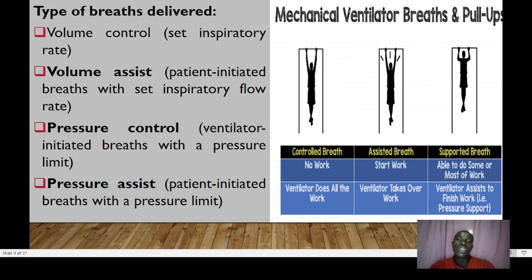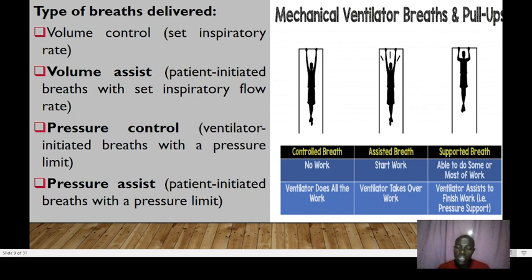So we could have the control set, where we have the set inspiratory rate or volume assist. This is a patient-assisted breath with a set inspiratory flow rate. Pressure control is where we have the ventilator-initiated breath with a pressure limit. And lastly, we have the pressure assist, where the patient initiates the breath with a pressure limit.